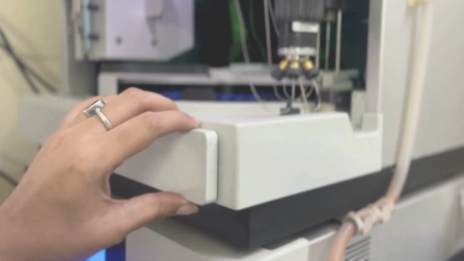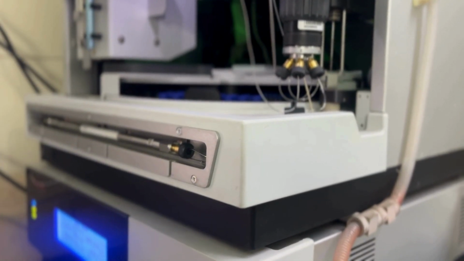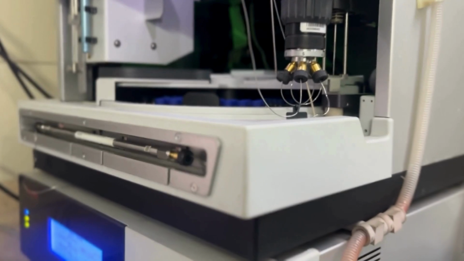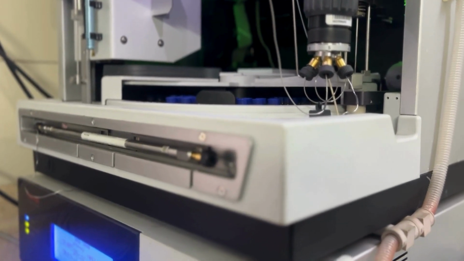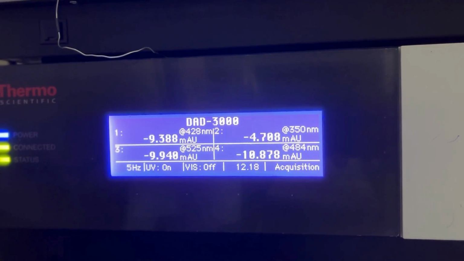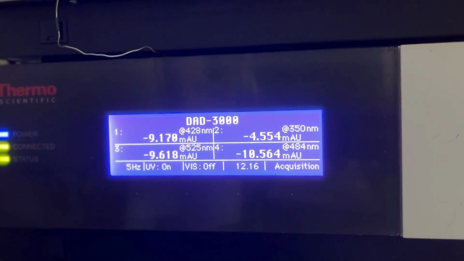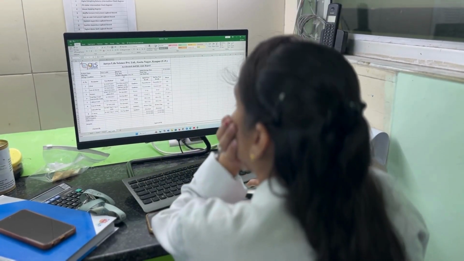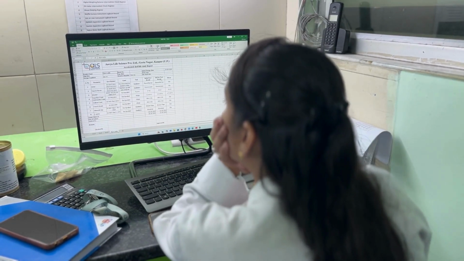The differing interactions between the sample components and the stationary phase result in varying retention times, enabling the separation of individual compounds. Our HPLC system is equipped with a UV visible detector to identify and quantify the eluted components.